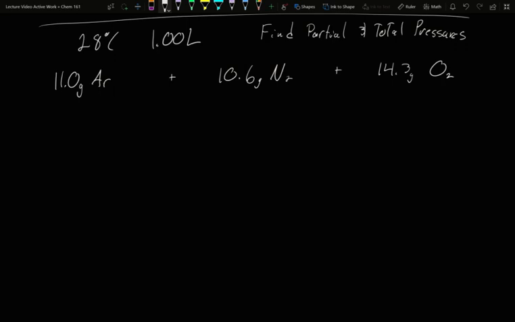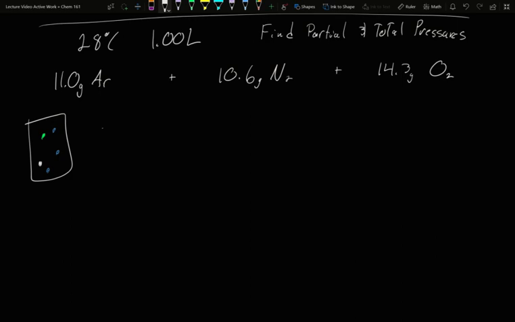All right, well, what do we need to do for this one? I've got a container, and it's going to have 3 different gases in it. The weights aren't too far off, but gases aren't about weights, they're about moles. So I don't know if I have a whole bunch more of one of these, or if they're all fairly equal. First thing first, we need to determine how many moles of each gas we have.